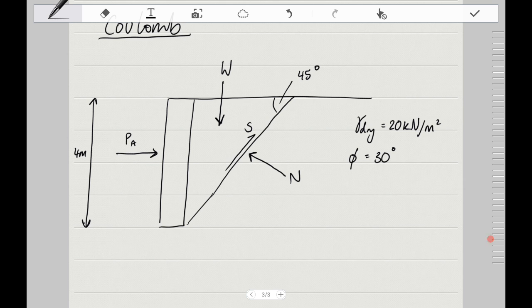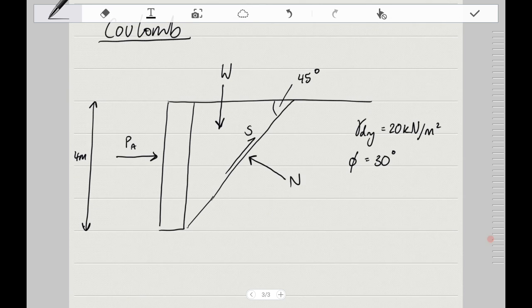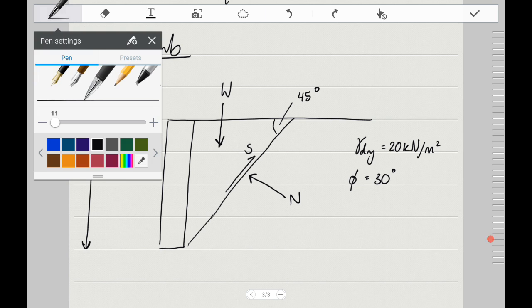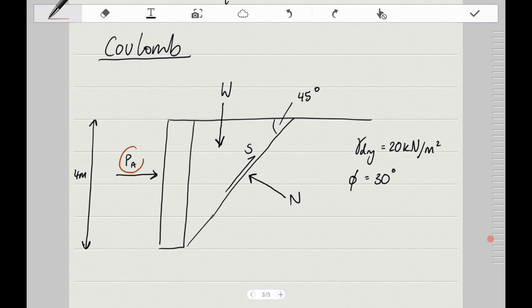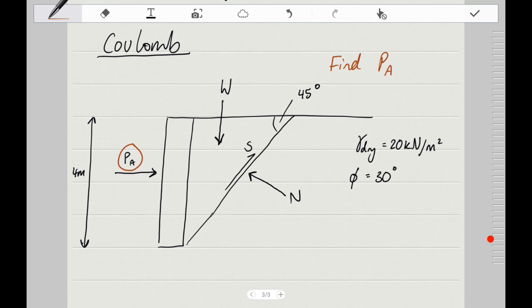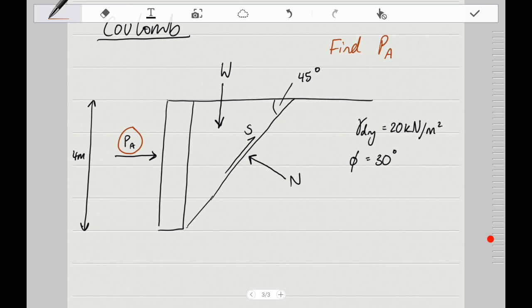Okay, so let's begin. Now the way Coulomb works is that he resolves his angles in order to get N in an equation and S. The ultimate goal is that we want to find out what this is, right? So I'm going to circle it in red to remind us. So I'll even write it down. Find PA. That's all it wants. Find PA where this structure will fail. Okay. So the first step is to resolve.